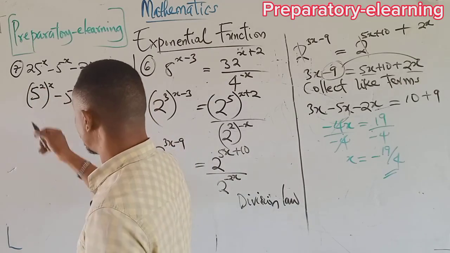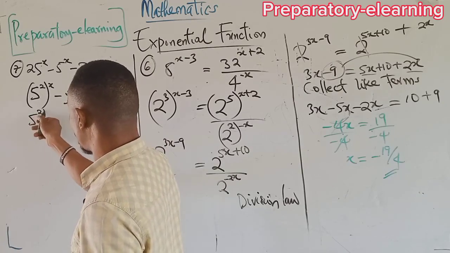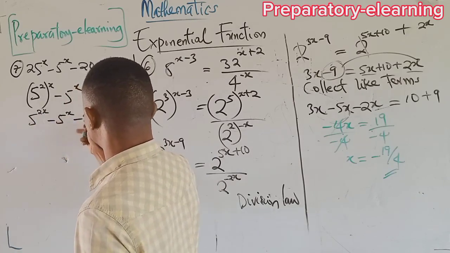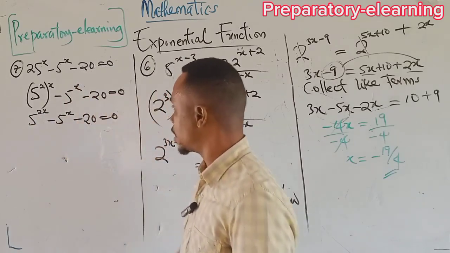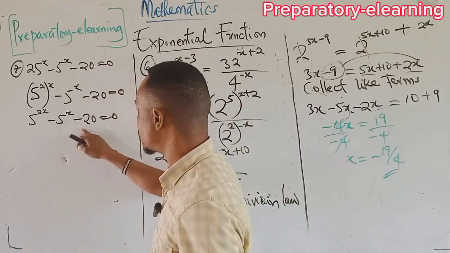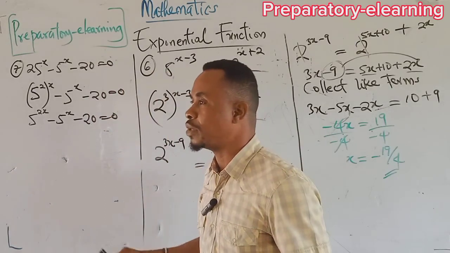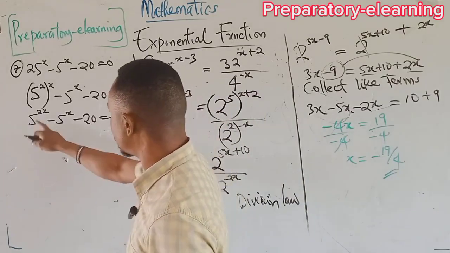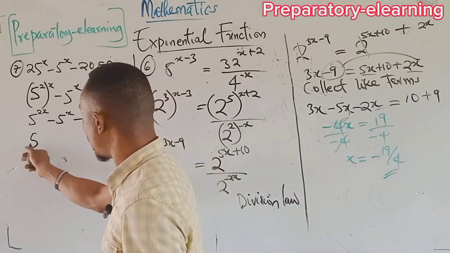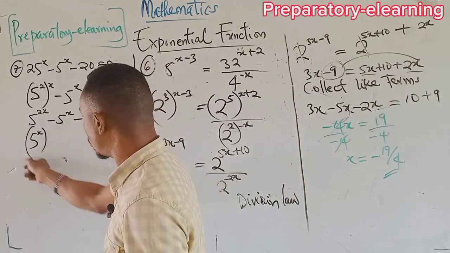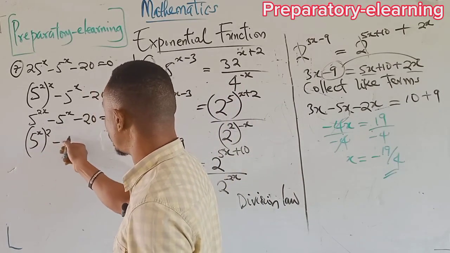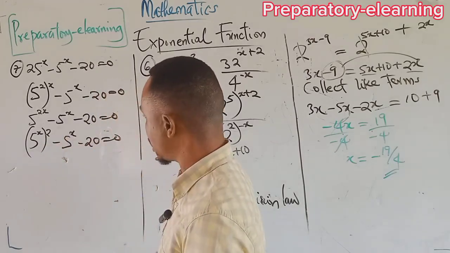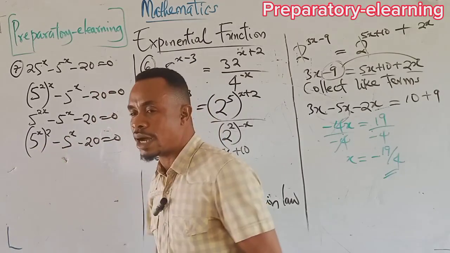So what do we have there again? This is going to give us 5 power 2x minus 5 power x minus 20 equal to 0. Now look at this. Because we have minus, we cannot still apply the exponential law. Let's see what we can do there. Let's make this one to be the same as this. We have 5 power x, all to power 2, minus 5 power x minus 20 equal to 0. You can see that this is the same thing as this.